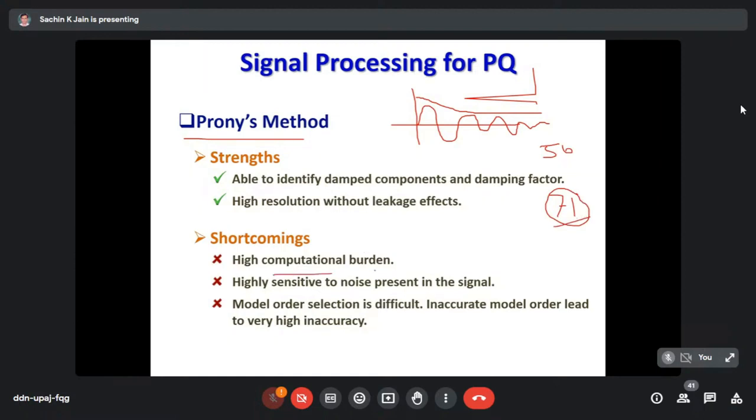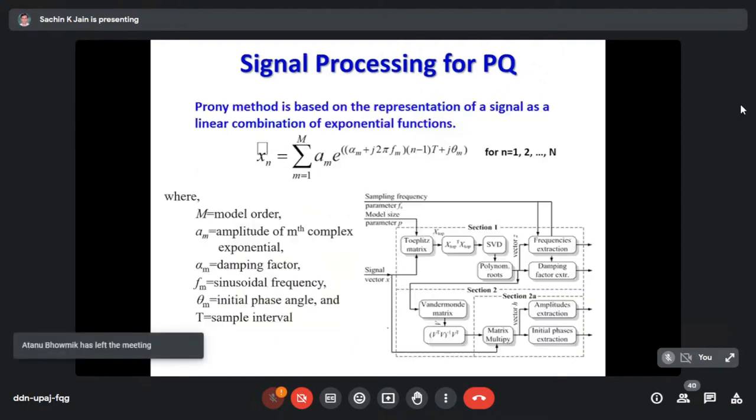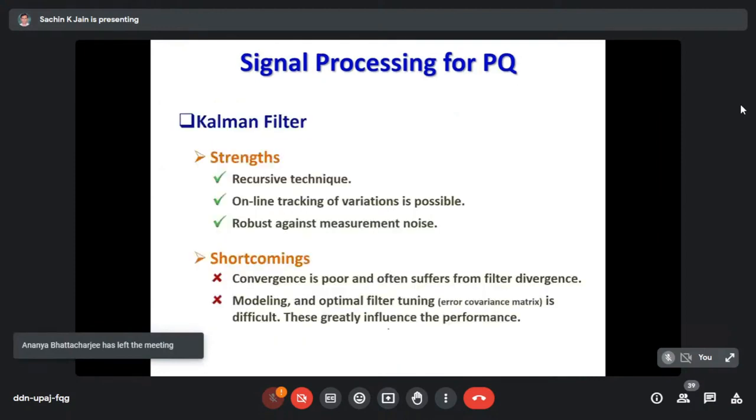But it has a very high computational burden and it is highly sensitive to noise present in the signal. And if your model order selection is not appropriate, then it may lead to high inaccuracy. This is how it is processed, as shown in one of the papers. I'm not going into details because of time limitations.